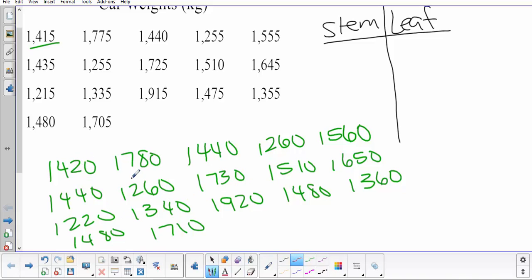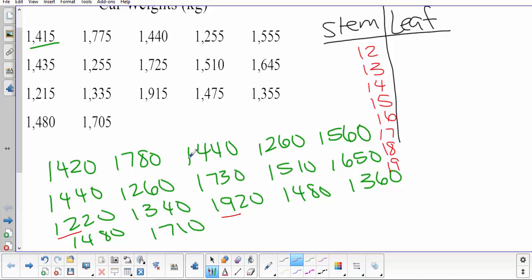If I look, my lowest number is 1220. So 12 is going to form my first stem. 13, 14, 15, 16, and if I look, I go all the way up to 1920, so 17, 18, 19. Now I go through and I put in my leaves. It's best to go in order.